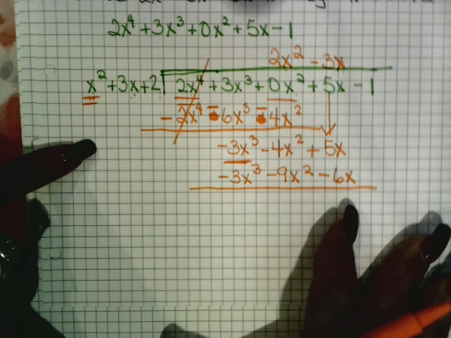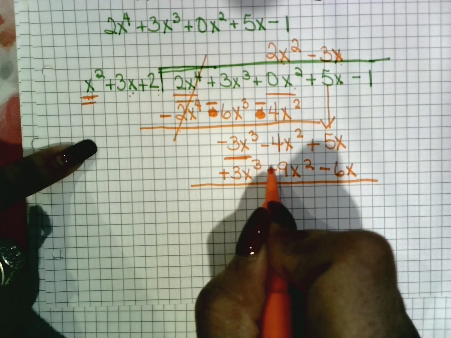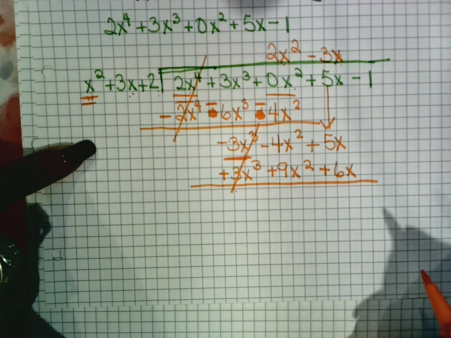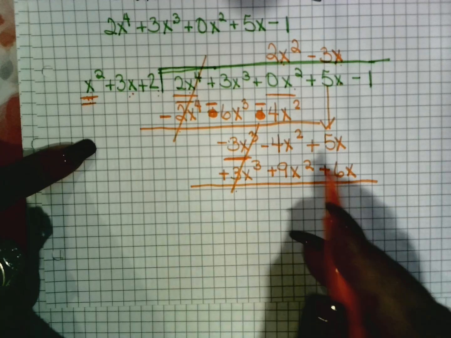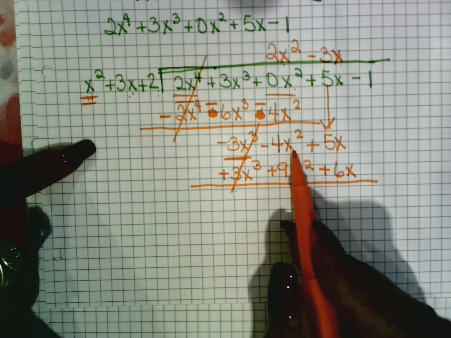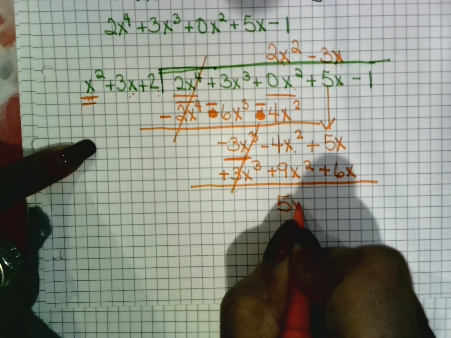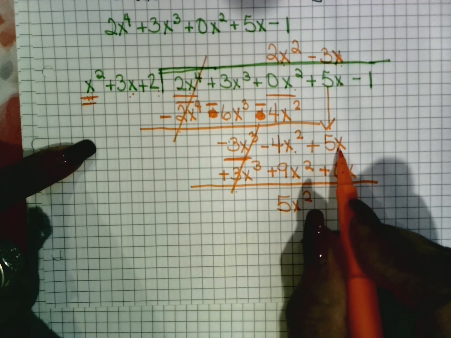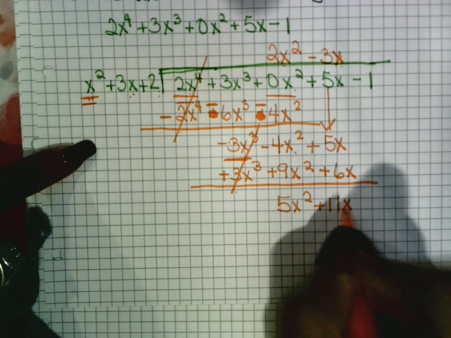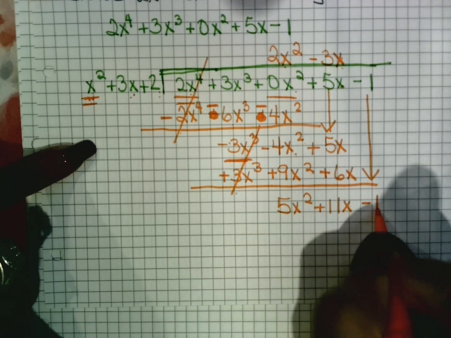Once again, we're ready to subtract. In this case, I'm just going to flip the signs on all of these. So this will be positive, positive, positive. Negative 3 plus 3, that goes to 0, which is exactly what it should do. Negative 4x squared plus 9, that's going to give you a positive 5x squared. 5x and 6x is going to give you 11x. And here we have the last term coming down, minus 1.